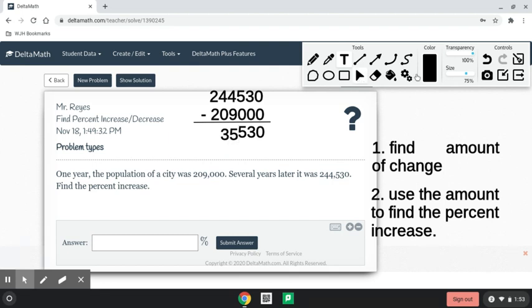And then we have to find the amount. We have to use that amount to find the percent increase. So we use that amount and divide by the original amount, which is 209. Or, sorry, 209,000. So, looking for a good place to write this. This is going to be a doozy.